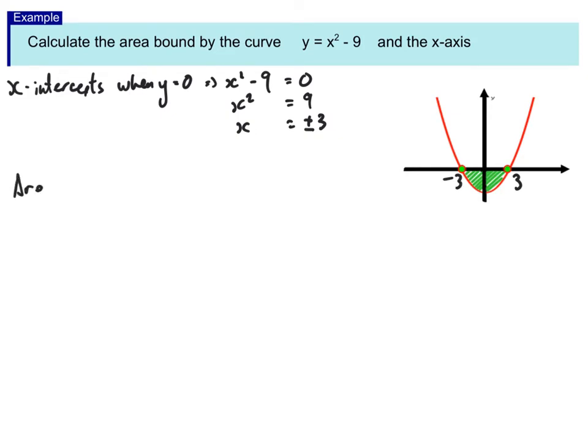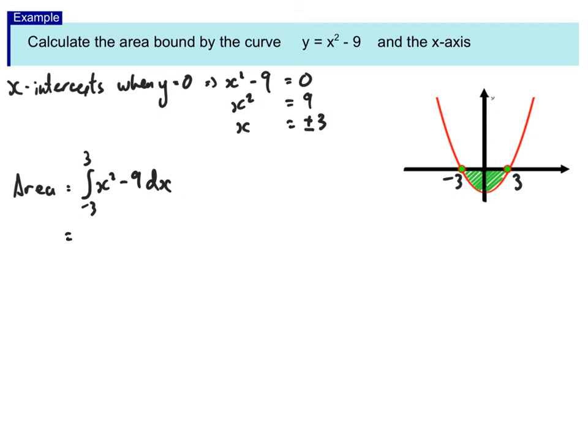The area is going to be the integral of x squared minus 9 with respect to x. My limits are 3 and negative 3. So remember, the one that's further up the x-axis comes first, the one that's lower goes second. Don't worry about the fact it's crossed the y-axis, that has got no impact on what we do.